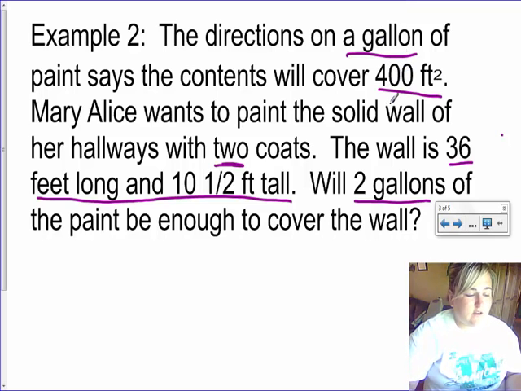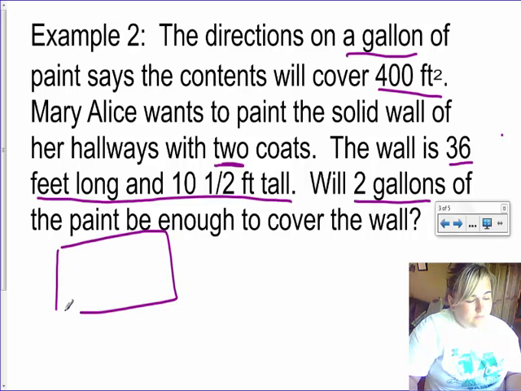So what we need to figure out is if 1 gallon will give 1 coat, then obviously 2 gallons will give 2 coats. What we need to do first is figure out if 1 gallon is going to cover this wall. So this wall, or at least the walls in my house, are rectangles. Pretend that that actually looks like a rectangle. And what we know about Mary Alice's wall is that it was 36 feet long and 10.5 feet tall. So what's the area of this wall?